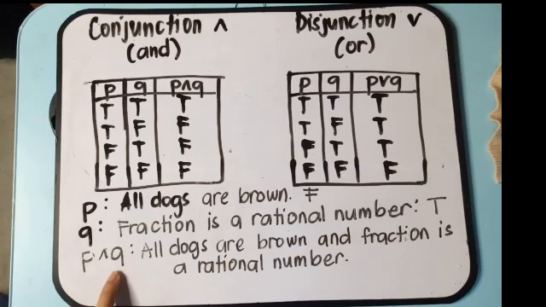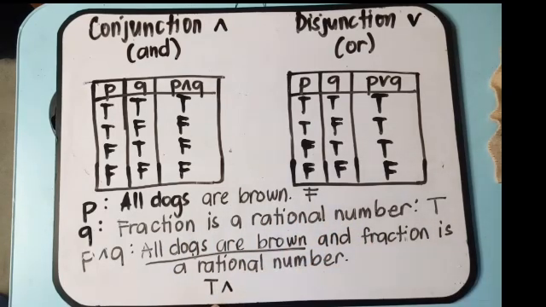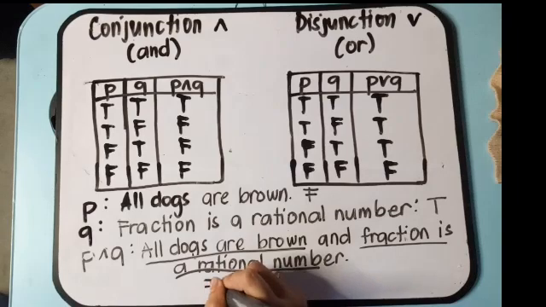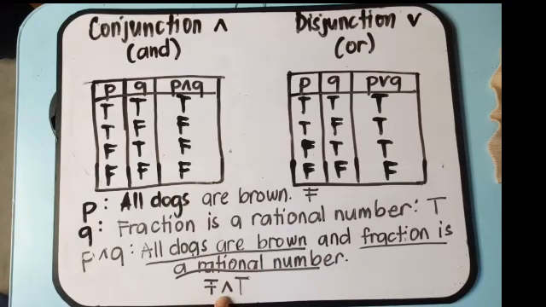Now, I have here the conjunction and. So, P and Q: all dogs are brown and fraction is a rational number. We will identify first the truth value of P. All dogs are brown is false pala, sorry. Fraction is a rational number, that is true. So, false and true. What would be the truth value? That is false. So, the truth value of this P and Q is false.